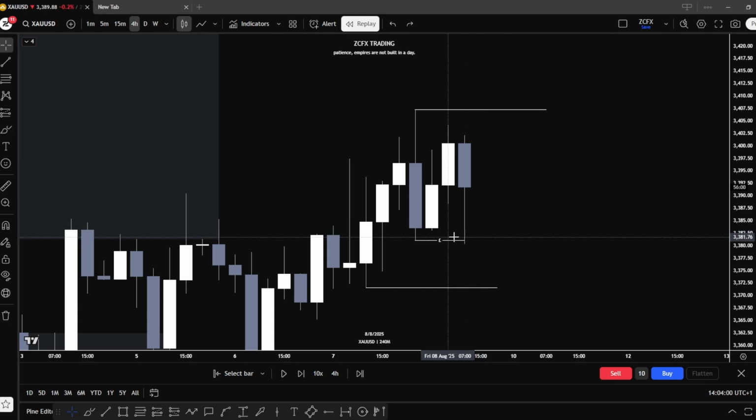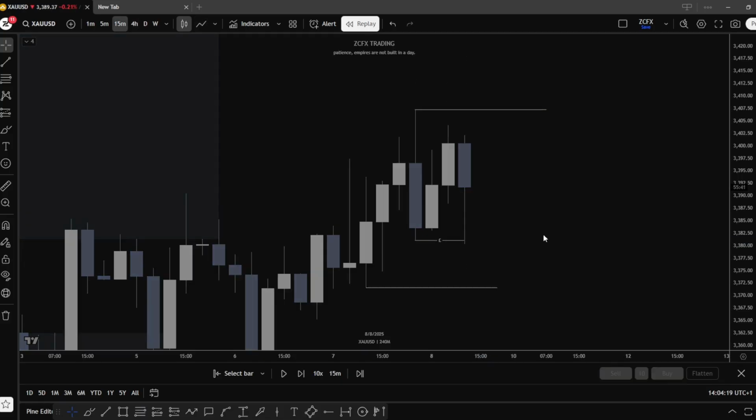Okay, a wick rejected it. Right now, at the time, and I believe it still is, this 4-hour candle is still forming, so keep that in mind. It doesn't have to close. You can anticipate the closure. You can trade whilst price is still forming.